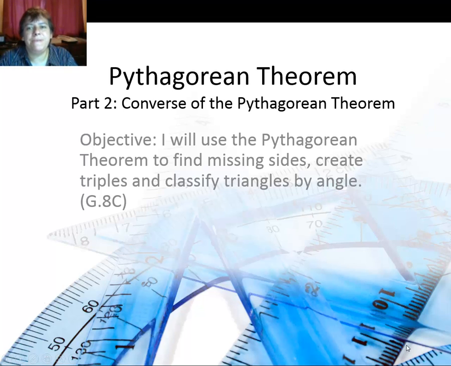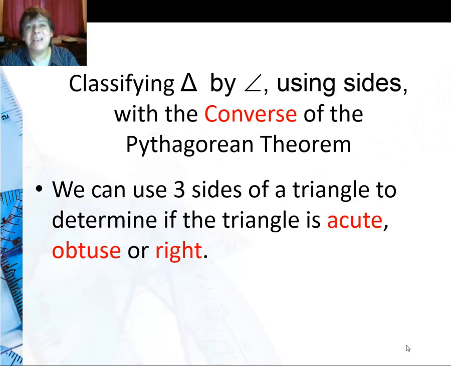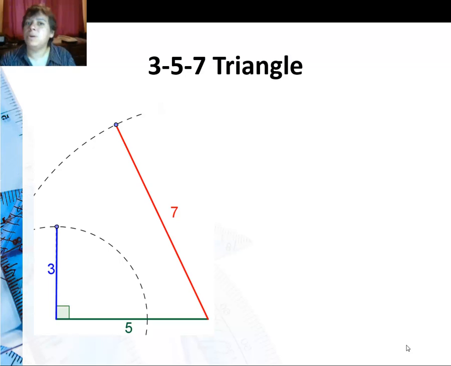This is one of my favorite parts of the Pythagorean theorem. It's primarily about sides, but the amazing thing is we can use it to classify a triangle by angles. So using the Pythagorean theorem and the value of the leg lengths, I can tell if a triangle is acute, obtuse, or right. So how does this work?